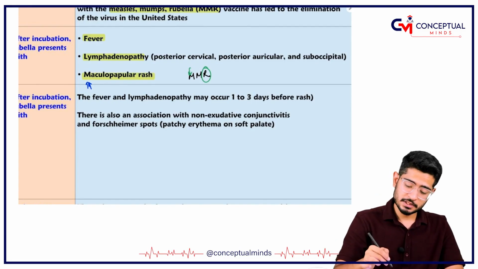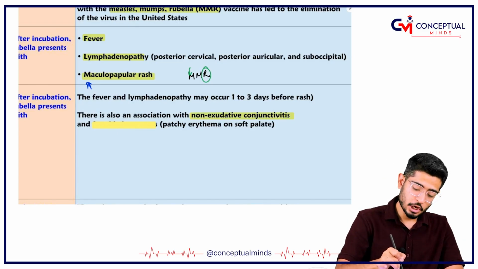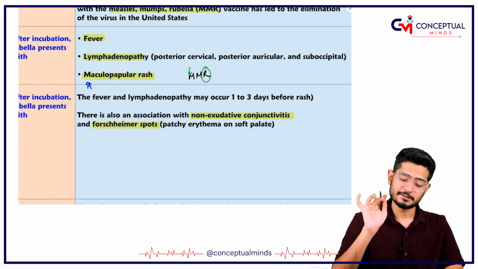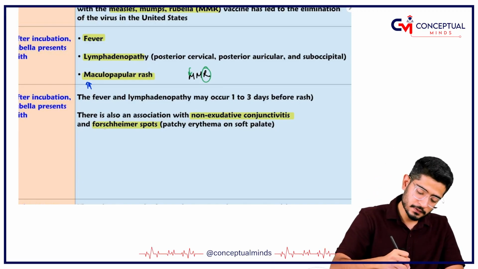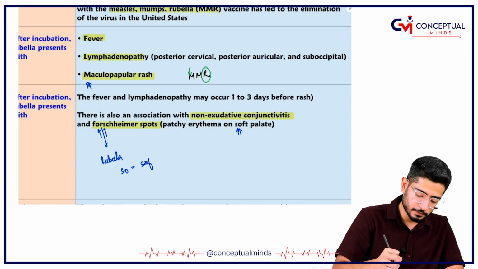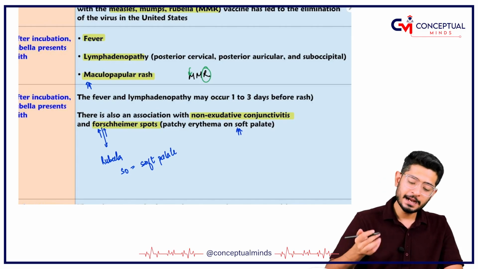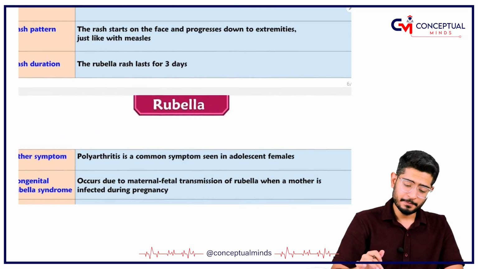There is also an association with a non-exudative conjunctivitis, and Forchheimer spots on the soft palate. Very simple to remember: in Forchheimer, S and O are coming, and R for rubella, and S and O means soft palate. So there are soft palate spots in rubella, called Forchheimer spots. And of course, there is a non-exudative conjunctivitis also. Now the pattern of the rash.